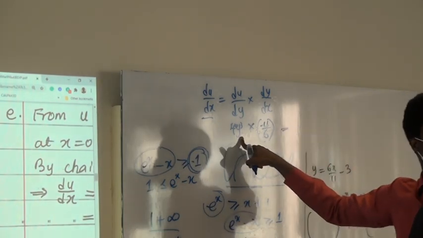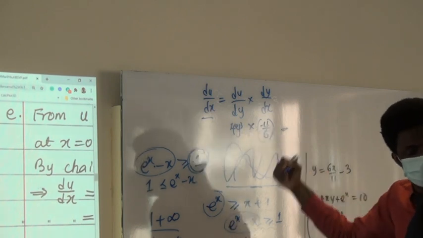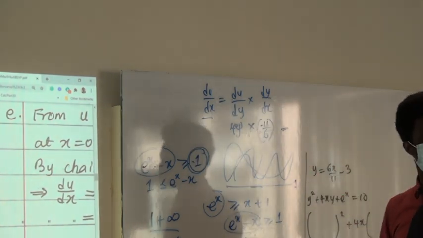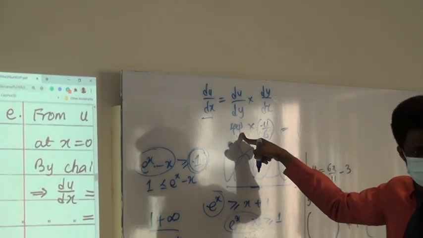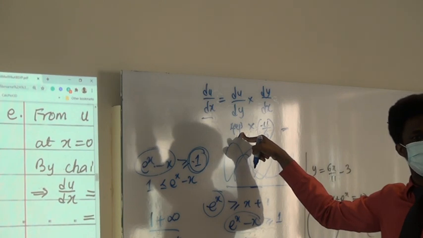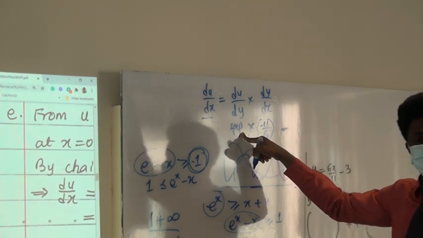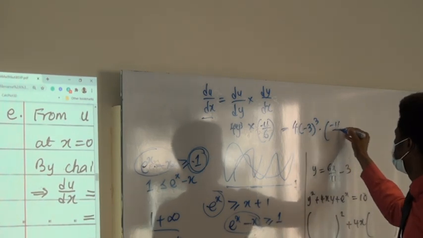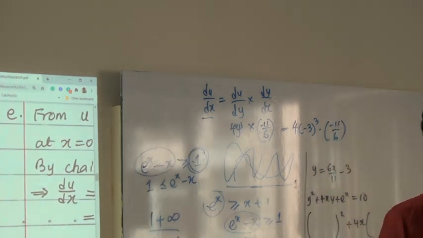We know the value of y at x equal to 0. Everything is when x is equal to 0. When x is equal to 0, this is dy/dx. When x is equal to 0, you need y, you don't need x. y is equal to negative 3, you already found that, which is the value of b from the A part of the question. So this is simply 4 times minus 3 cubed times minus 11 over 6, and that's it. Understand?